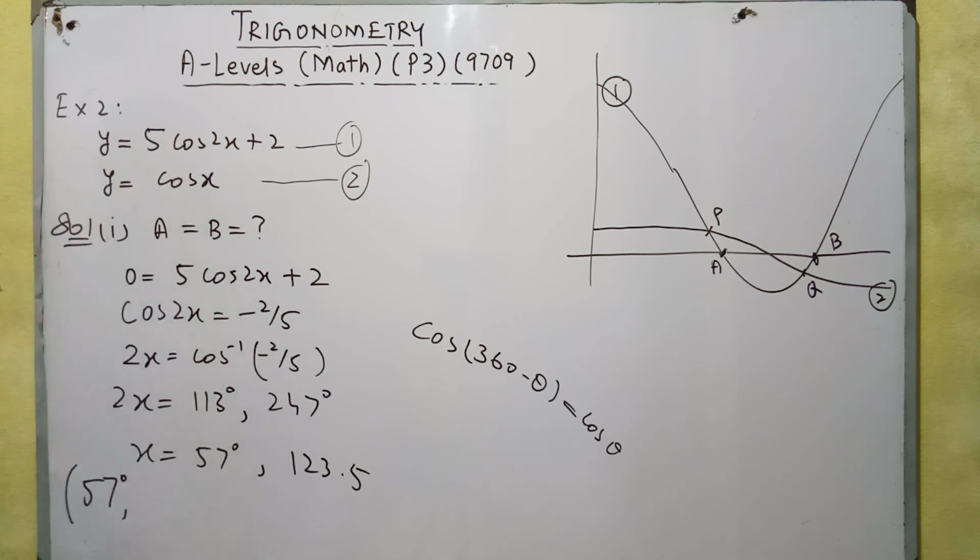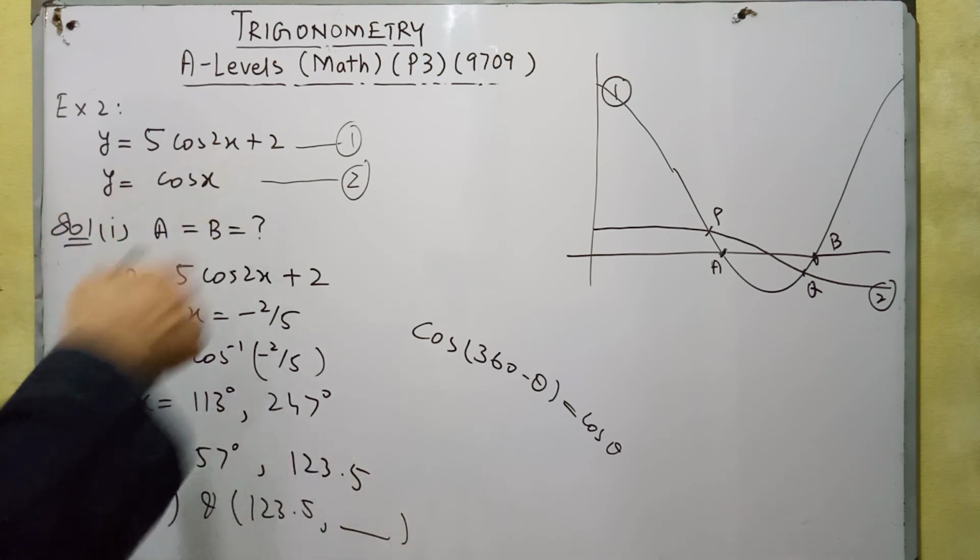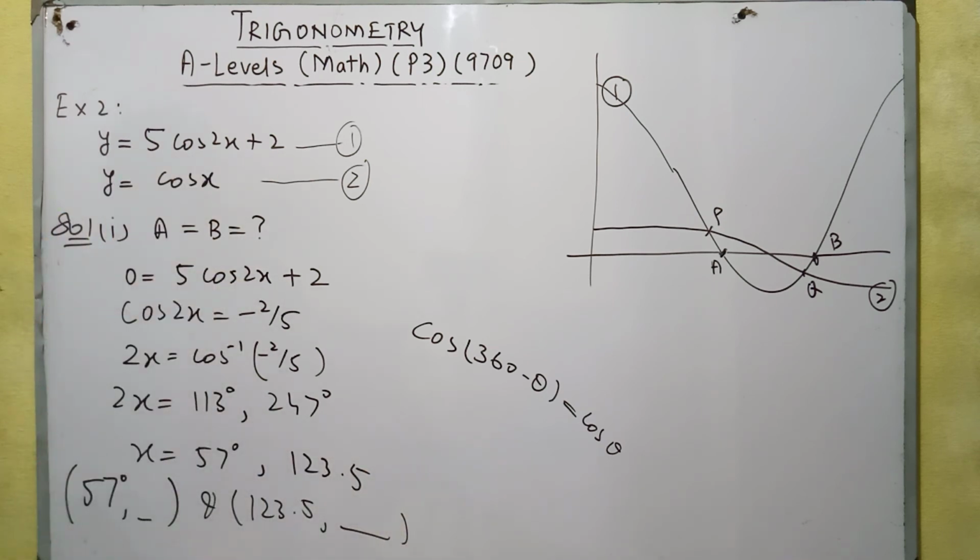If we substitute 5 into cos of 2 multiplied by 57 plus 2, we can find the value of the y coordinate. Similarly, if we substitute 123.5 in this equation, 5 into cos of 2x plus 2, we can have the value of the y coordinate of this point.